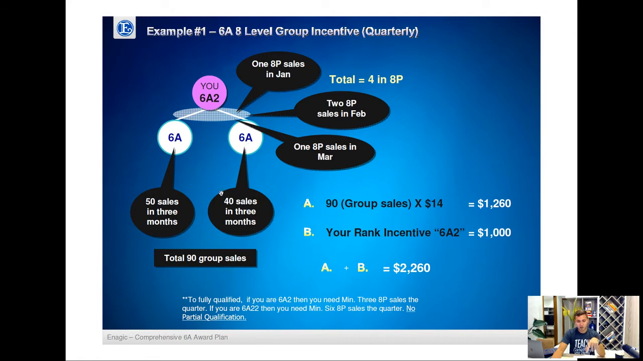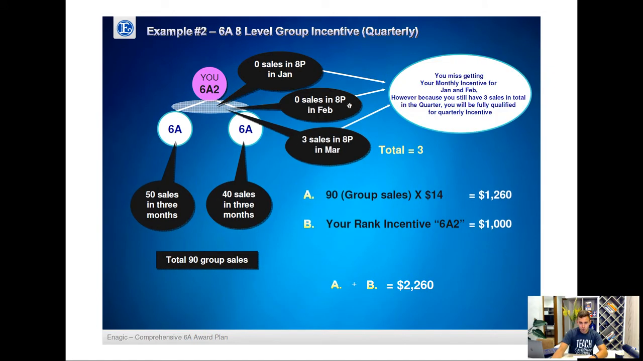You have another 6A direct to you. This 6A made 50 group sales in 3 months. That's a pretty reasonable number. At 6A with team production, 50 sales, 50 points in 3 months, that's reasonable, right, guys? This person made 40, so 90 total. Now that's 90 sales times $14 per sale. That's $1,260 on a quarterly basis that you just received for your 8 levels of 6As deep production. Plus you get that $1,000 rank incentive at 6A2 automatically for a total of $2,260, all right?